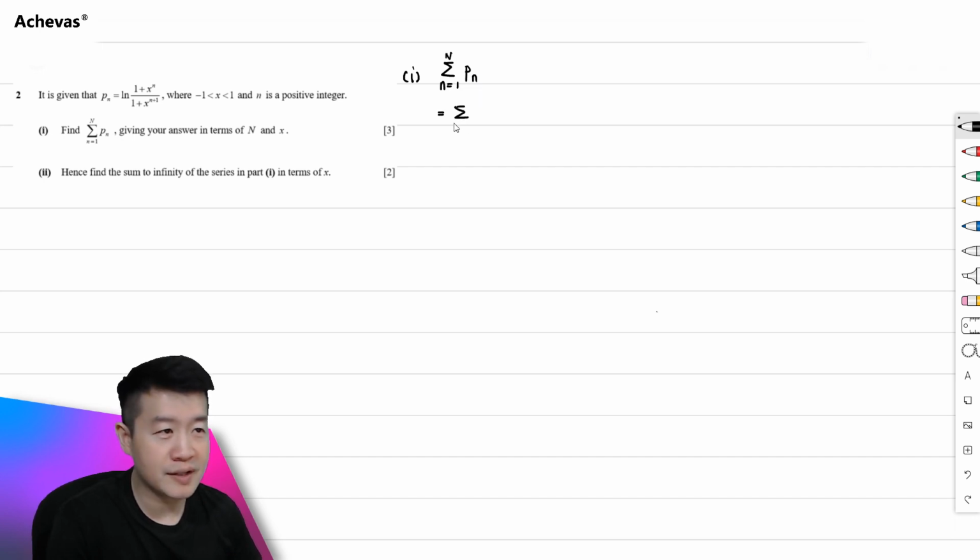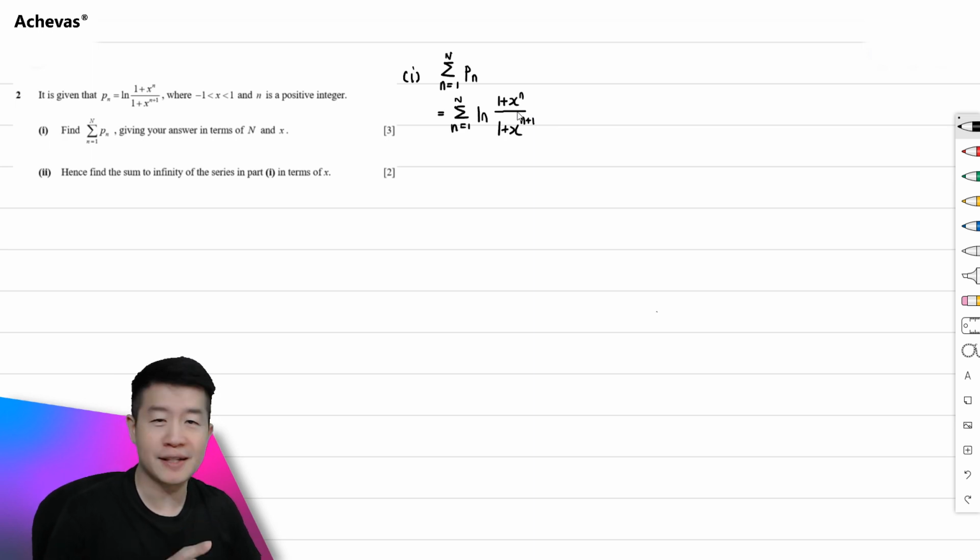So this is going to be summation from n is equal to 1 to N. According to the question, Pn is given to us as ln of (1 plus x to the power of n) divided by (1 plus x to the power of n plus 1). And we need to decide our strategy to evaluate this summation. We can either evaluate using results that we have pre-memorized or results that are given to us by the question, which we don't have any. Or of course, we can try to make use of pattern recognition.